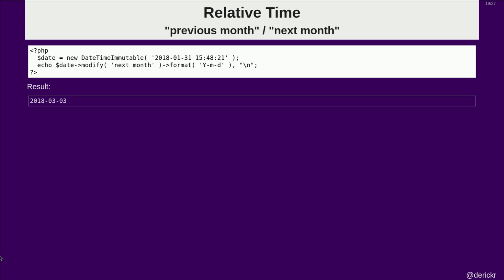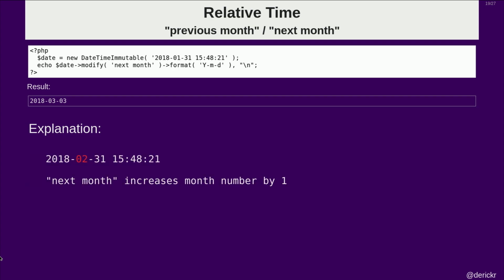Why is this the 3rd of March? This sounds weird, but it's logical once you explain it. First thing is we start with January 31st. Next month adds 1 to the month number, which means you get to February 31st. That doesn't exist. 2018 isn't a leap year, so February has 28 days, which means that the overflow is 3 days, which means you end up at March the 3rd. Does it make sense if I explain it like this?